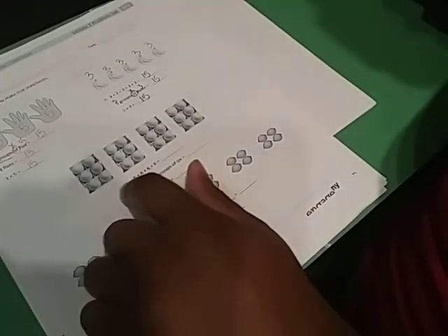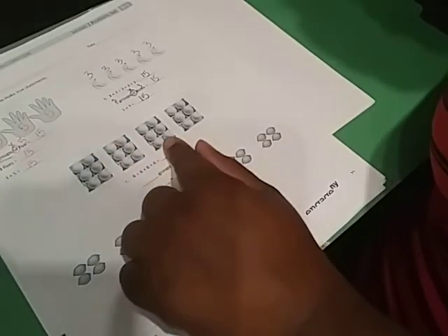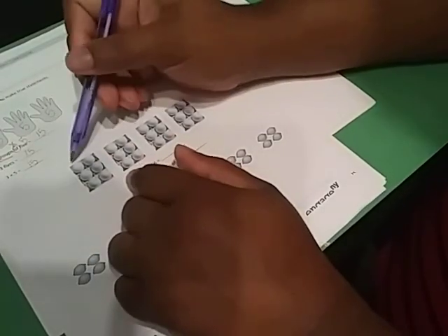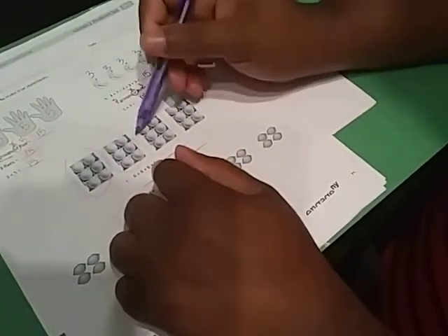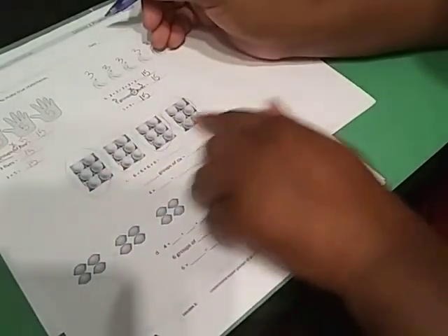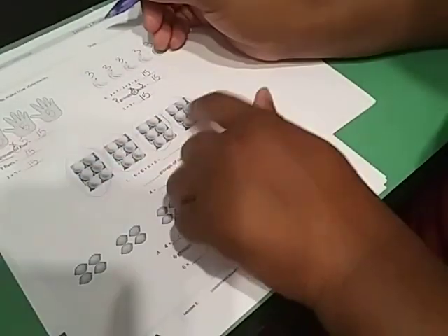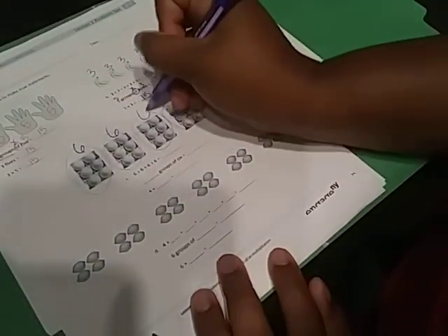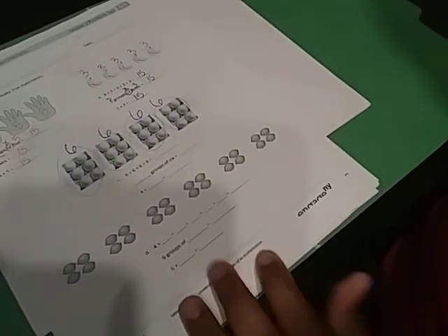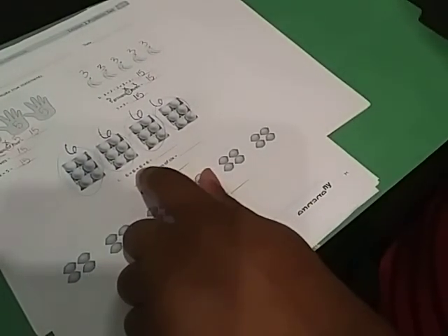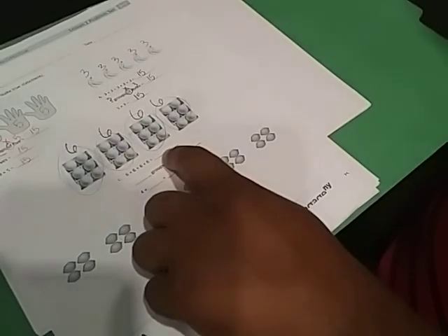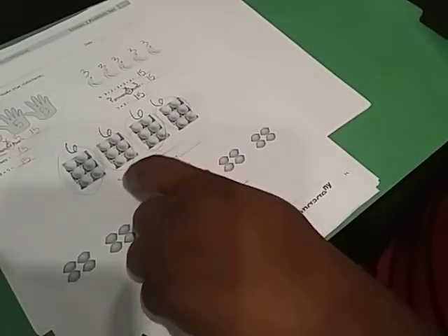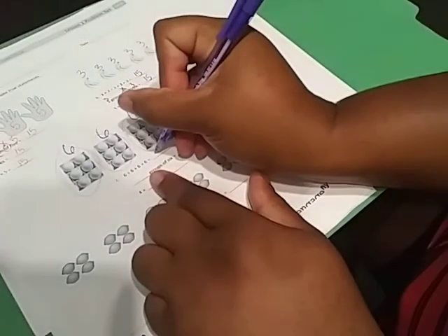On C with the oranges. I have 1, 2, 3, 4. I have 4 groups. I have 4 groups of 1, 2, 3, 4, 5, 6. I have 6 in each group. So I have 6 4 times. Notice that they have it here as well. What is the total amount of 6 4 times? If I add 6 4 times, that would be 12 plus 12. I should get 24.